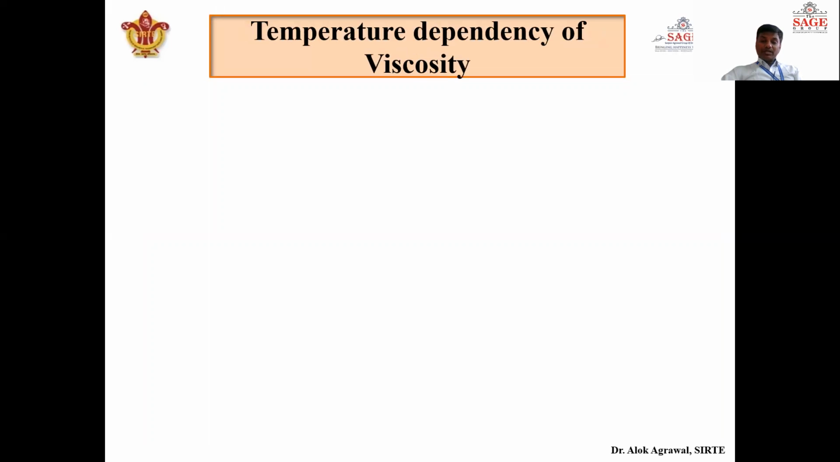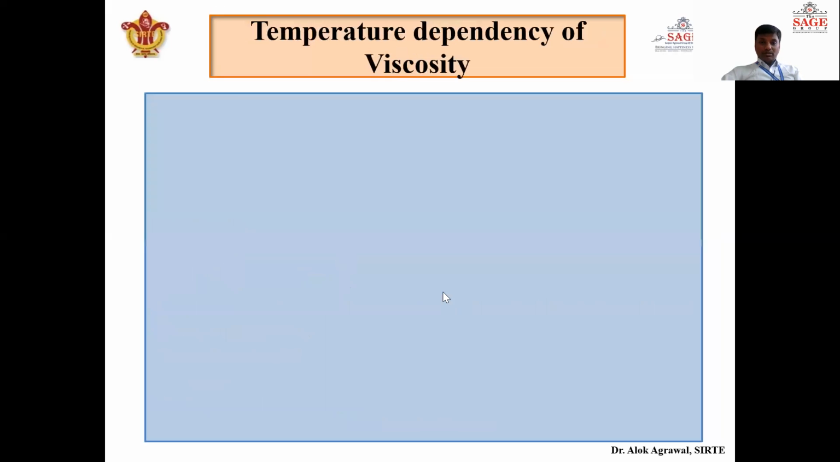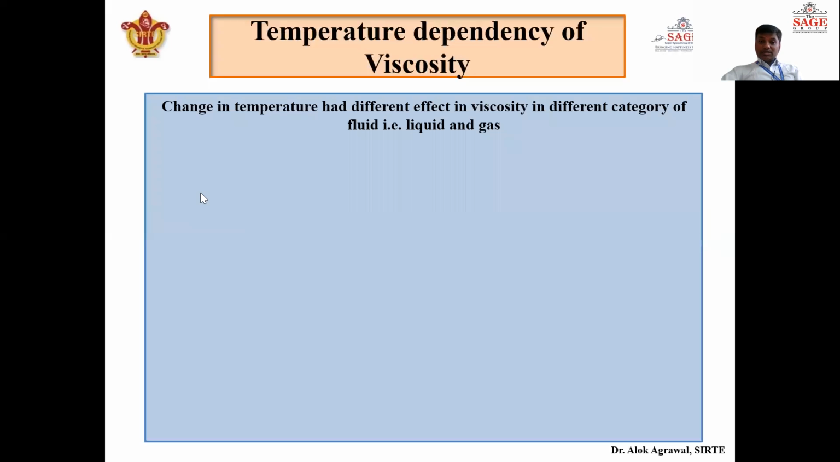Now the temperature dependency of viscosity. How does viscosity vary with temperature? When saying the viscosity of water is 1 centipoise or 0.01 poise, I am also specifying the temperature. It means that when we change the temperature, the viscosity of water will change. So viscosity depends on the temperature. A change in temperature has a different effect on viscosity for two different fluids, liquid and gas. So let us first see what effect a change in temperature has on the viscosity of a liquid.